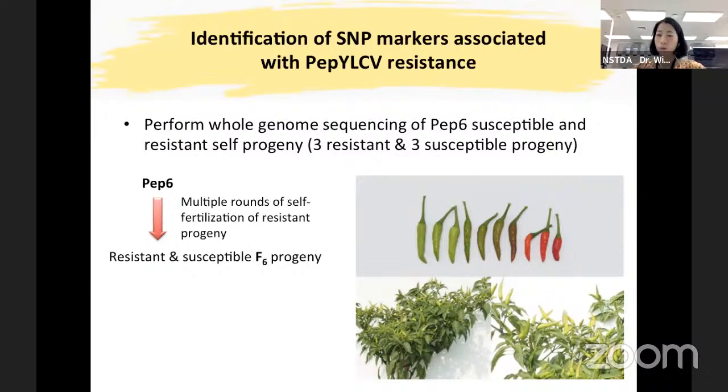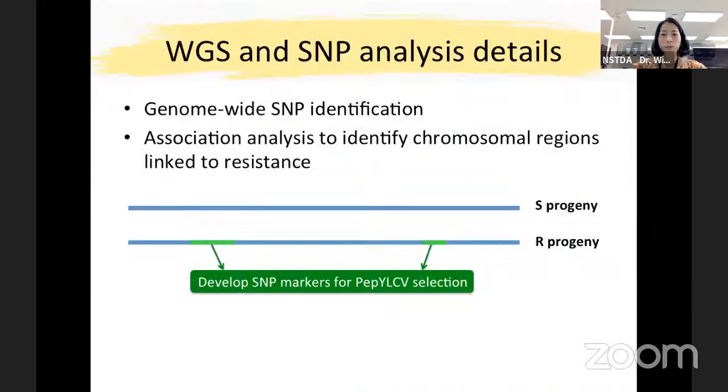So we're going to do a whole genome sequencing of susceptible progeny and the resistant progeny that came from the same generation of selfing. And then we will be comparing the genomes of both types to see where the differences are. And so this is what the PEP6 looks like. The fruit is a typical reddish color that's desirable. Okay, so this is what we expect to see from the genome-wide sequencing and SNP identification. So the susceptible progeny and the resistant progeny should be pretty much the same everywhere else in the genome, except the loci that confer the resistance to yellow leaf curl virus.